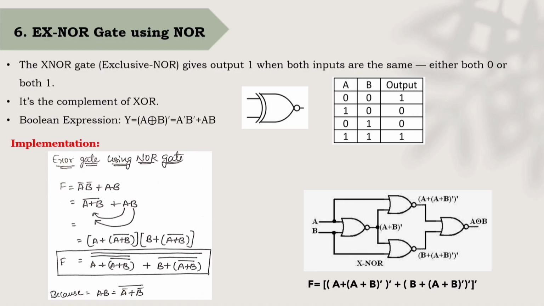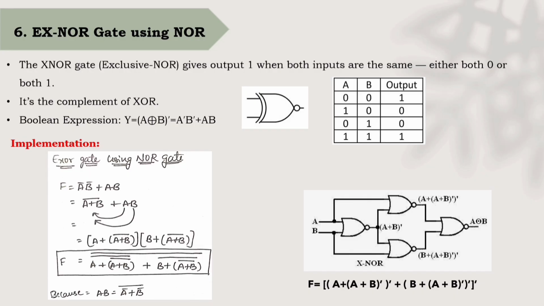For the third NOR gate, we are considering B and the output of the first NOR gate, so that we are going to get (B plus (A plus B) bar) whole bar. The outputs of the second and third NOR gates are given as the input for the fourth NOR gate, so that we are going to get the final expression which gives the output as the XNOR gate using the NOR gate. So this is how all the logic circuits are designed only by using the NOR gate.